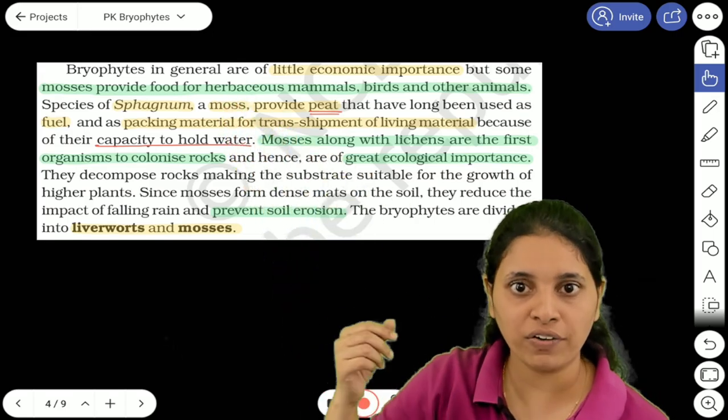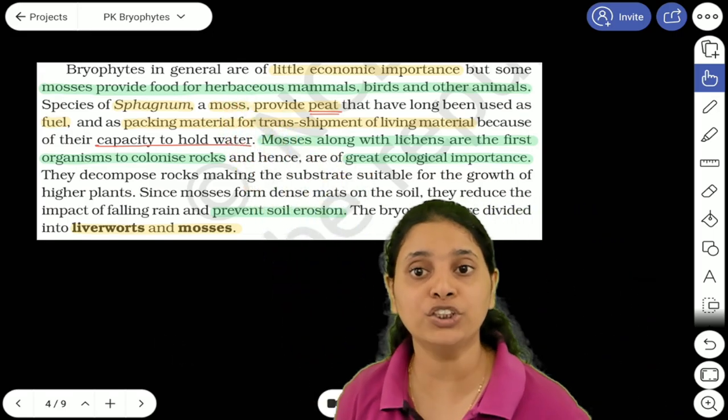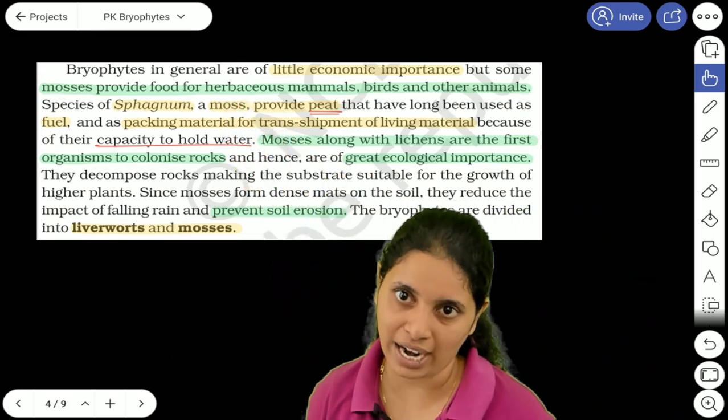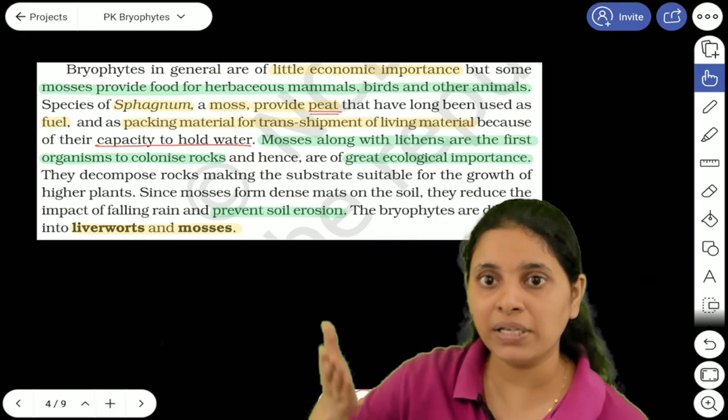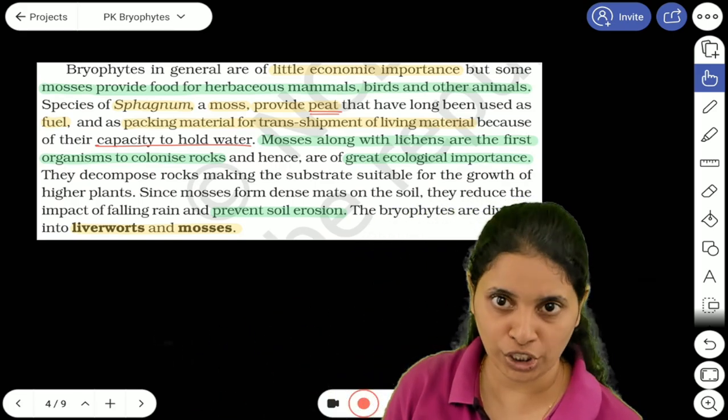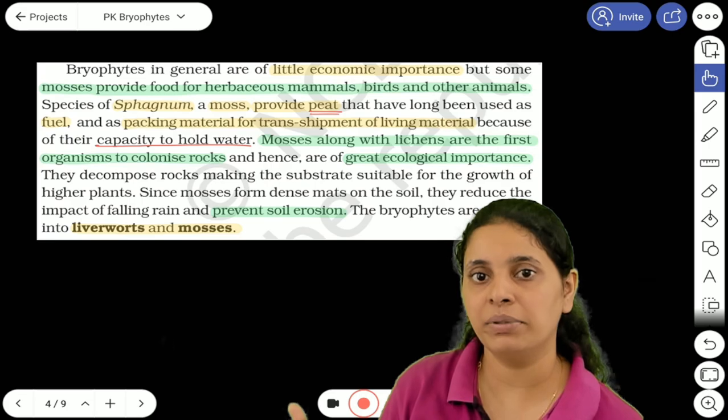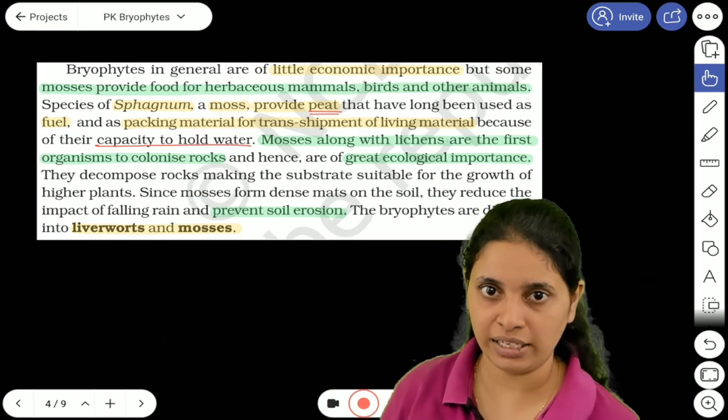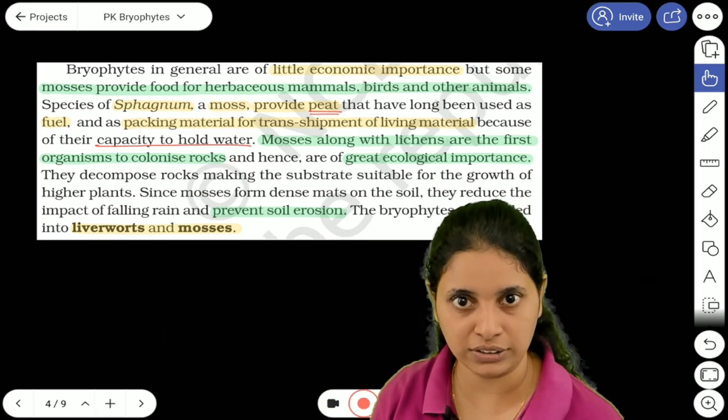Mosses, which are bryophytes, right, they provide food for herbaceous mammals, birds and other animals. So they will basically be like the starting point of the food chains, right. Yes, they will be like food for various animals. So this is ecological importance, okay.